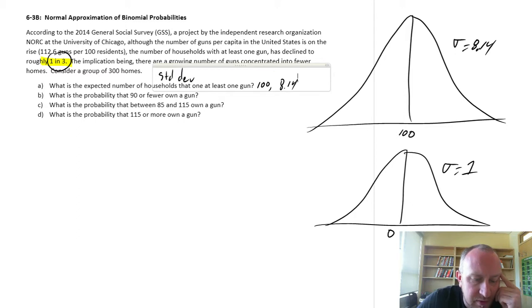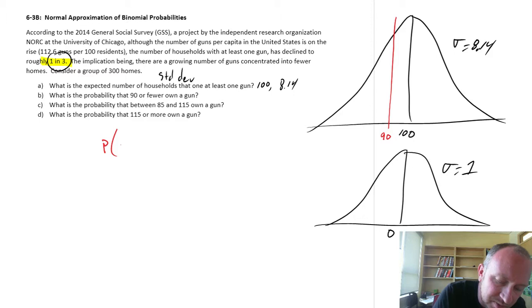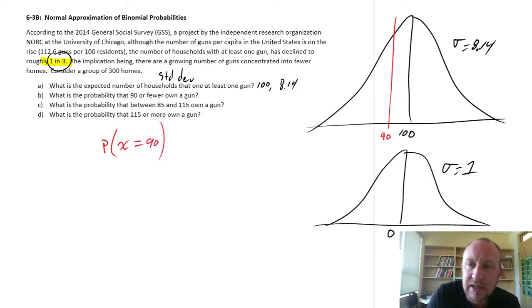Part B: what is the probability that 90 or fewer own a gun? Here we're looking at the value 90 or fewer. This is where the continuity correction comes in. Remember, in a continuous distribution, the probability that x is equal to any number, let's say x equal to 90, would always be 0. From a discrete distribution, however, we could calculate precisely that probability.